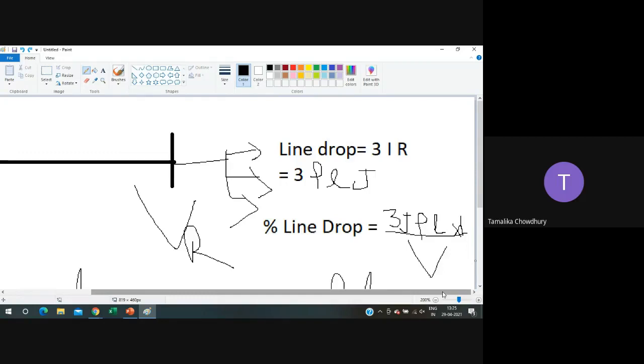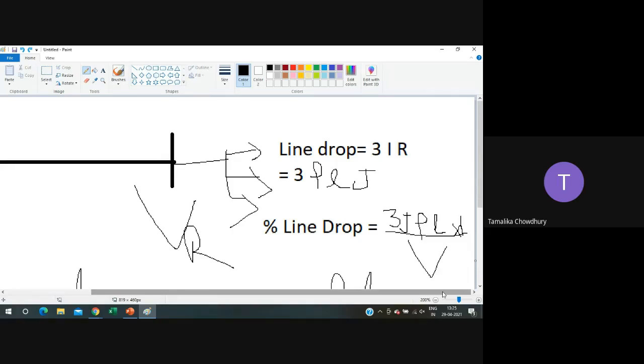Hello, anyone can just say whether you are understanding or not. Yes, ma'am. People are still joining. Anyway, so the percentage line drop is this formula.